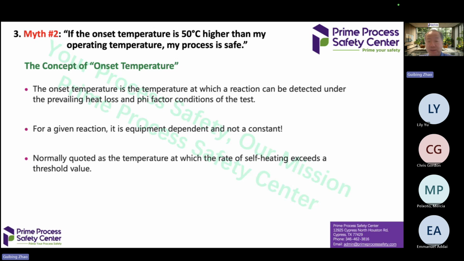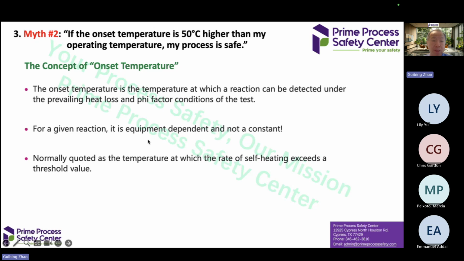For example, the DSC test gives one onset temperature, which is different from the onset temperature in the ARC test, which is also different from the onset temperature in the Vent package. So when we talk about onset temperature, we really need to say what scale of reaction you are running, and whether you have heat loss to the environment or not. So we need to utilize this concept well.